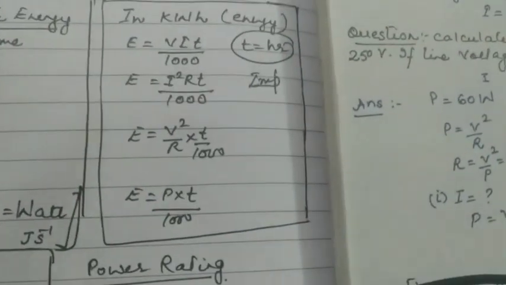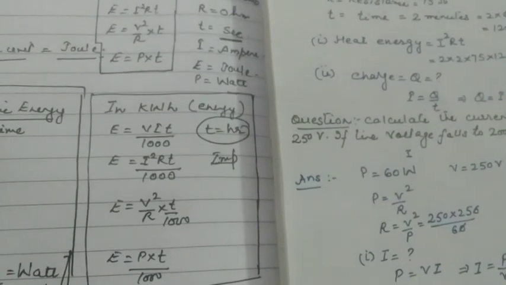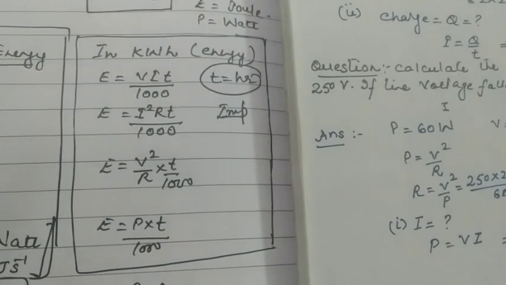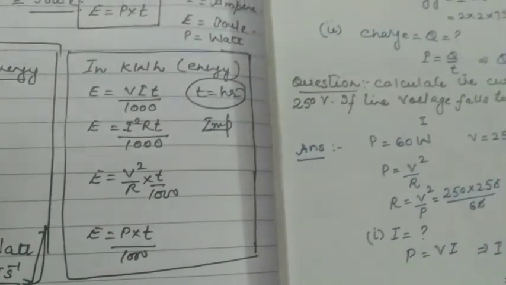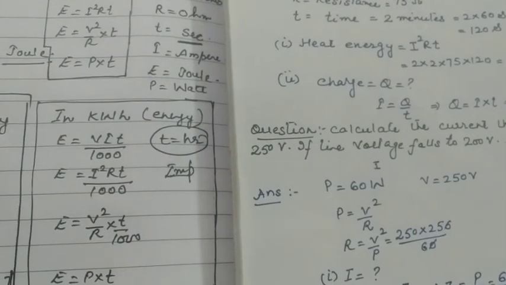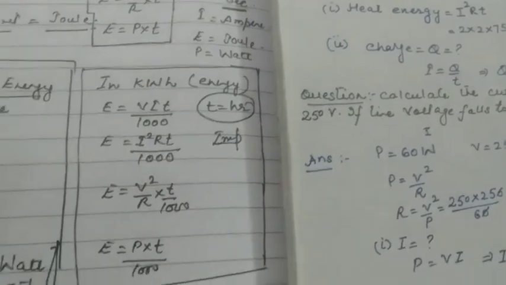Whereas if we require the answer in kilowatt hour of the electrical energy, we can pick any formula as VIT, I square RT, V square upon R into T or P into T, but the condition is firstly divide by 1000 and time should be taken in hours. If you take time in second and don't divide by 1000, then you will get the answer in joule, as I already told you.